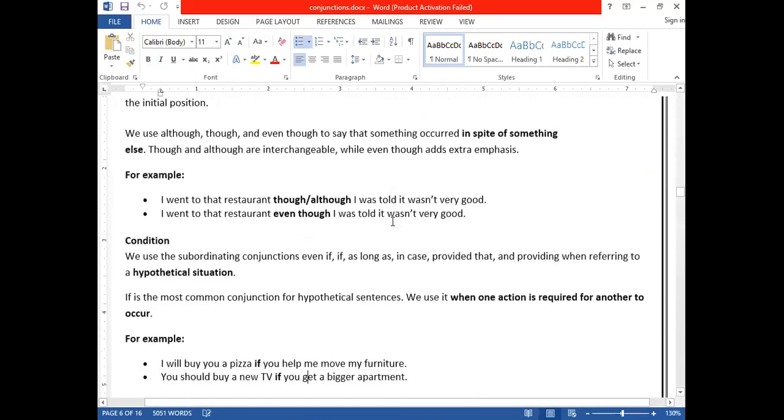Like for example, I went to that restaurant, though, either you can use though or you can say although, clear, I was told it wasn't very good. I went there. So it shows us what here in this case?